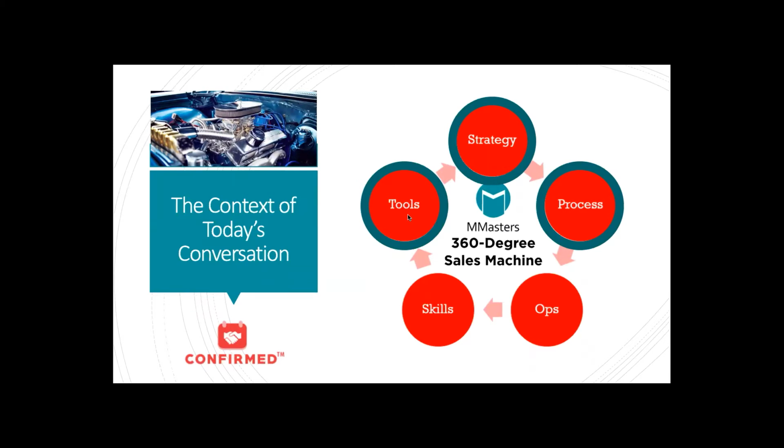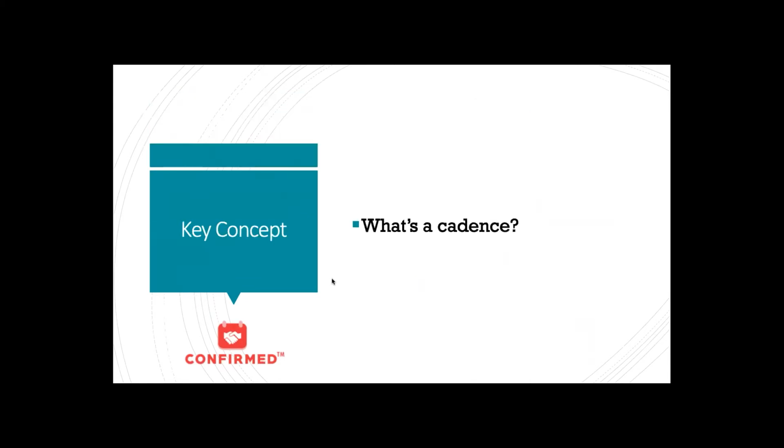So let's get started on our focus today on tools, strategy, and process. The key concept you're going to come away with today is understanding what a sales cadence is. We've all heard this before. Sales is an art. And then we may have people on the other side of the aisle that say, sales is a science. Sales is a combination of the 2. Sales is art and science.